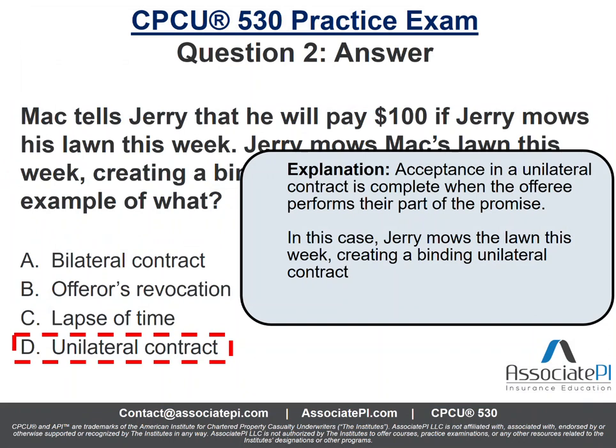Correct answer is D. This is a unilateral contract. You know that because you analyzed the case, you read the question, and you realize that acceptance in a unilateral contract is complete when the offeree performs their part of the promise. So in this case, Jerry mows the lawn. He mows it this week as promised, and that created a binding unilateral contract. So based on your definition and your understanding of unilateral contract, you can analyze that case, read it, and you know right away it's a unilateral contract.